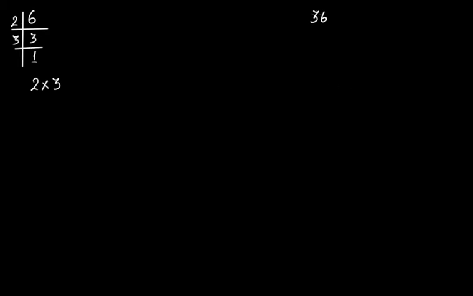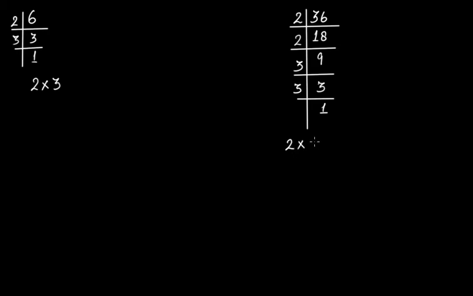Now, this is 36. If you find the prime factorization of 36, first you divide by 2, you get 18. Then you divide again by 2, you get 9. Then by 3, you get 3. And then again by 3, you get 1. So this can be written as 2 times 2 times 3 times 3 in terms of its prime factors, the product of its prime factors.